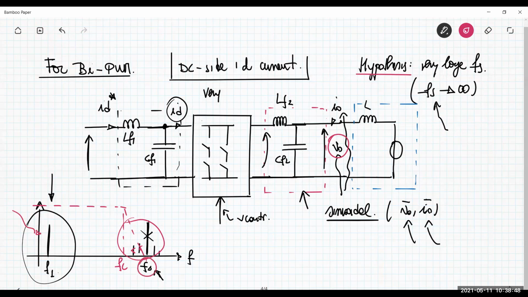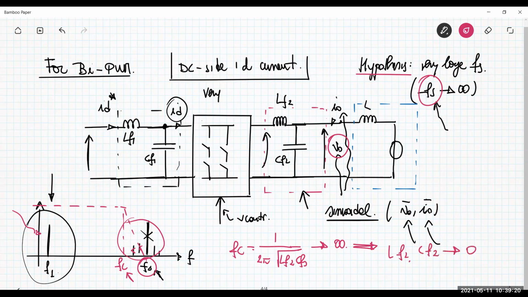Since Fs is very large, the frequency Fc can be very large, which is the frequency Fc of an LC second order filter, 1 over 2π square root of LF2 CF2. It means that my frequency Fc can be very large, it can be infinite if Fs is also infinite. And so, in this situation, I can see that LF2 and also CF2 basically are very small.